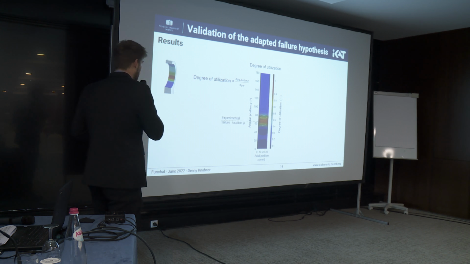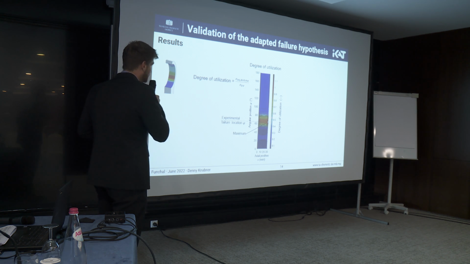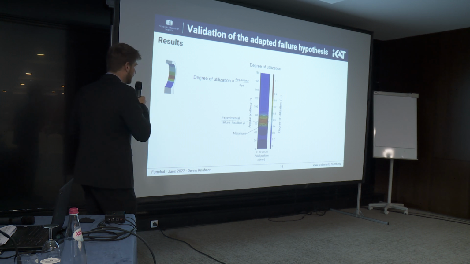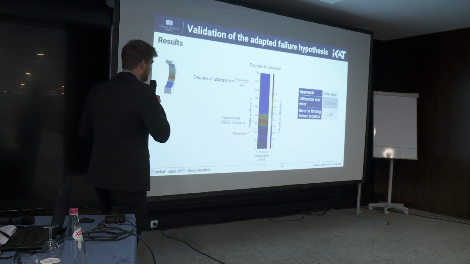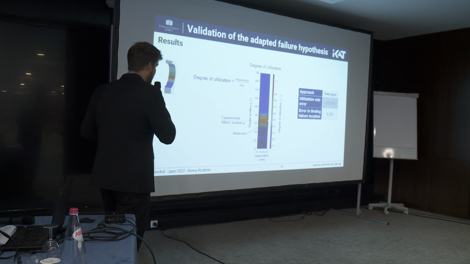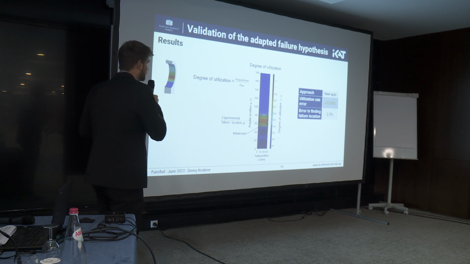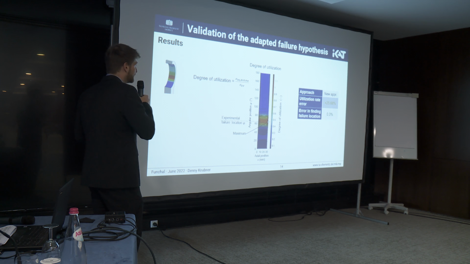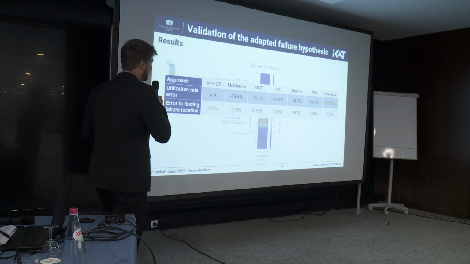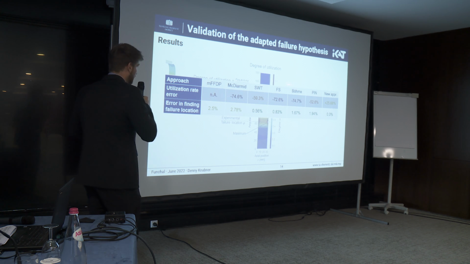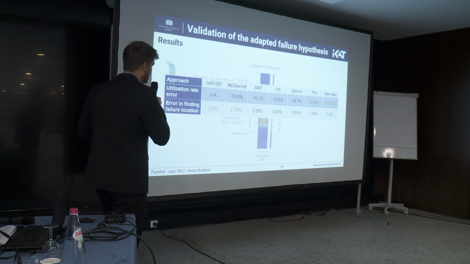And now we see, as reference, our experimental failure location. This white spot here is our calculated maximum. And you see it's quite close. If we now take a look at the utilization rate at this maximum point, we are at plus 25.68%. The error in the failure location is 0.3. Remember the other approaches: we see that we now have much better results, and we are even on the conservative side.